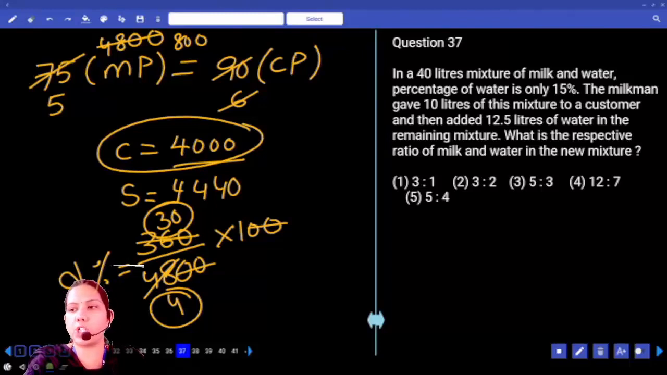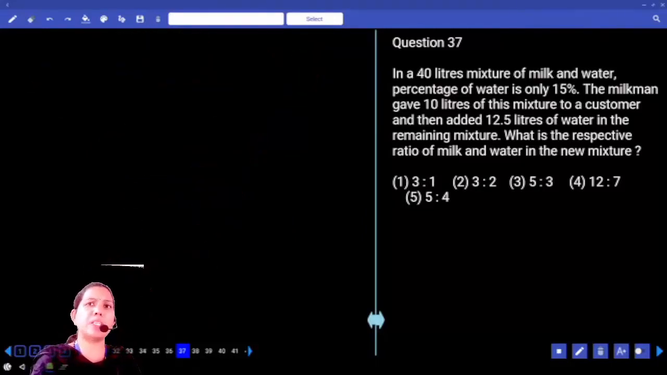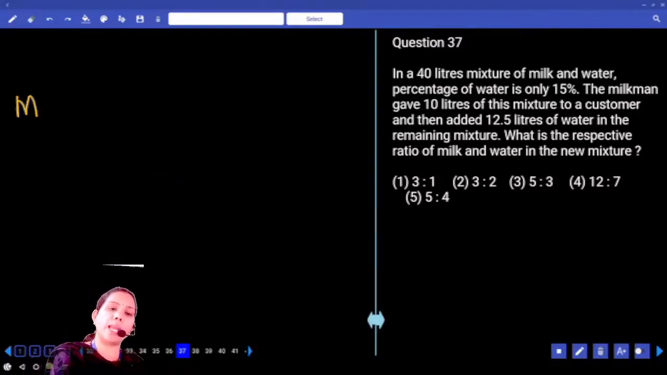In a 40 liters mixture of milk and water, the percentage of water is only 15%. The milkman gave 10 liters of the mixture to a customer and then added 12.5 liters of water to the remaining mixture. Then what is the respective ratio of milk and water in the new mixture? What is the initial quantity of mixture? 40 liters. How many liters of the mixture were drawn? 10 liters. Initially there are 40 liters of the mixture and we draw 10 liters. Then how much mixture do you have? 30 liters. In that 30 liters, water is again 15% only.